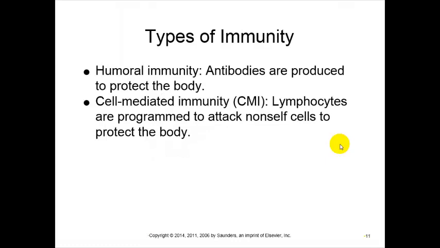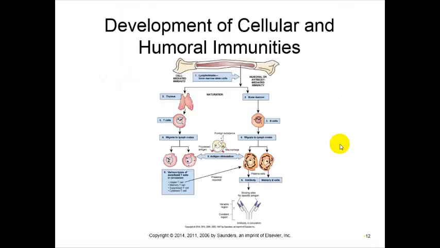So there are two types of immunity we've already talked about. The humoral immunity deals with the antibodies that are produced to protect the body. And then we also have the cell-mediated immunity, which is the T cells that are programmed to attack non-self cells. There are T cells that are programmed to attack non-self cells, or cells that have gone out of whack, like those cancer cells or virus-infected cells.